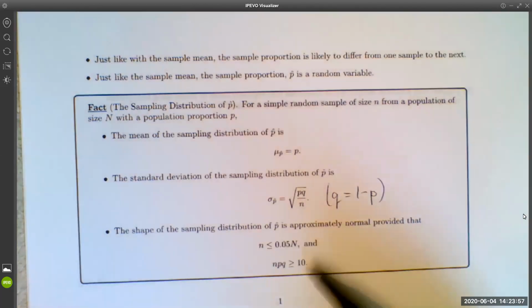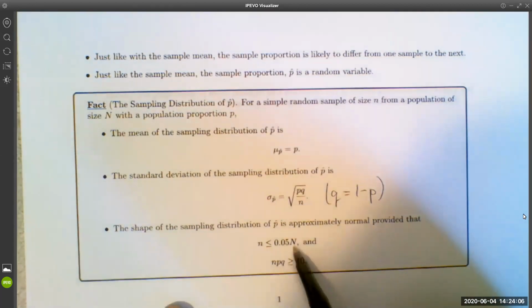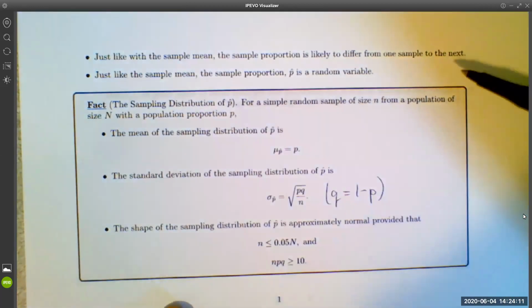But these are the conditions that have to be met in order for you to conclude that the distribution is normally distributed, right? Your sample size needs to be less than 5% of your population size, and n times p times q needs to be bigger than or equal to 10.